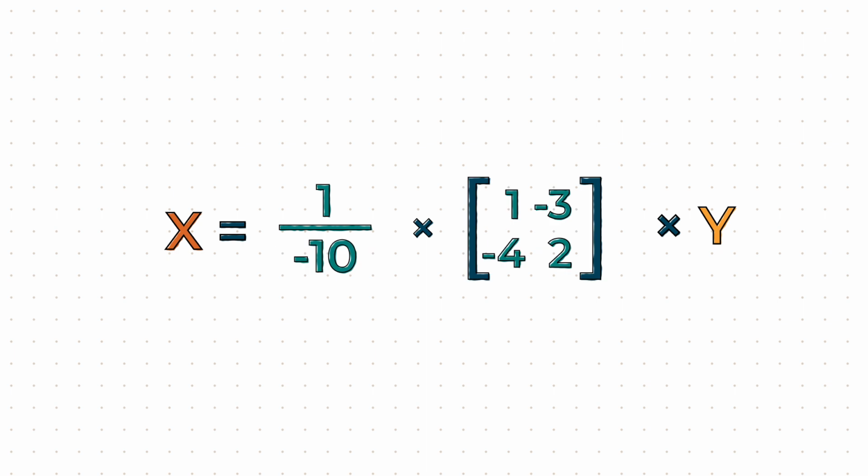Now you can solve this equation by multiplying 1 over negative 10, that's a fraction, by the adjoint, and then multiplying by Y. But because it's a fraction, that could complicate the equation later on. So instead, multiply the matrices first, as they only contain whole numbers, and save the fraction scalar multiplication for last.